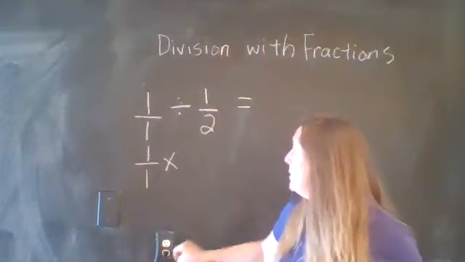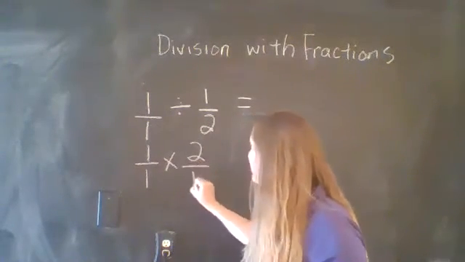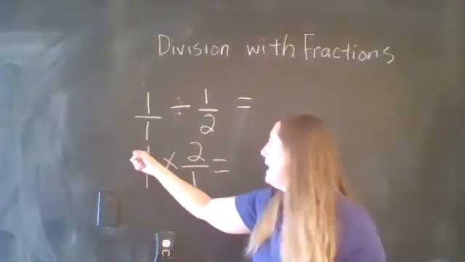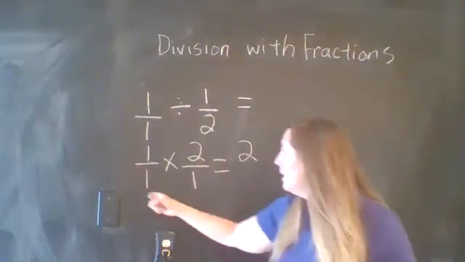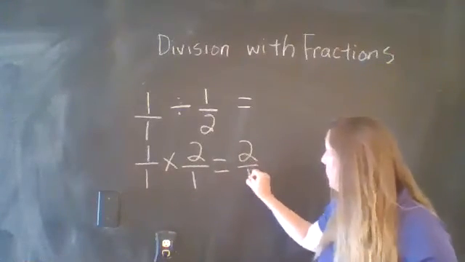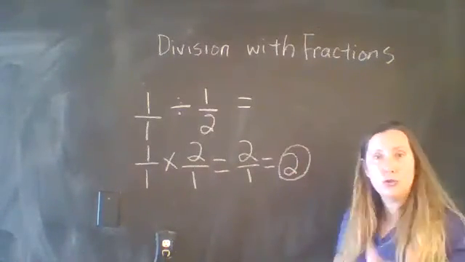Okay, so I'm going to be multiplying instead by 2 over 1. And 1 times 2 is indeed 2. And 1 times 1 is 1. 2 divided by 1 is 2.